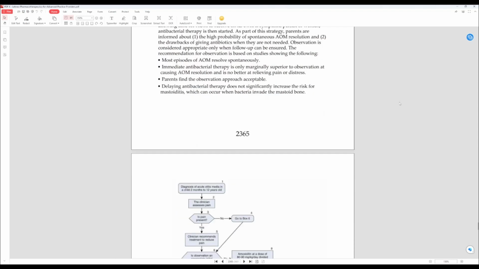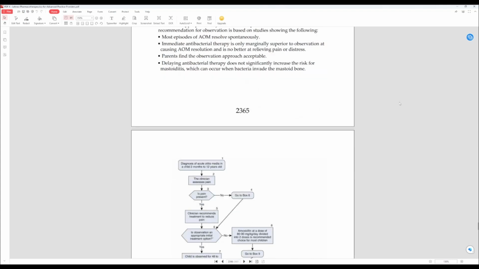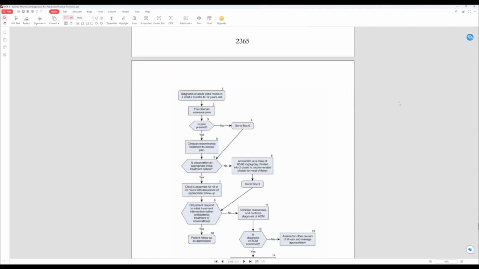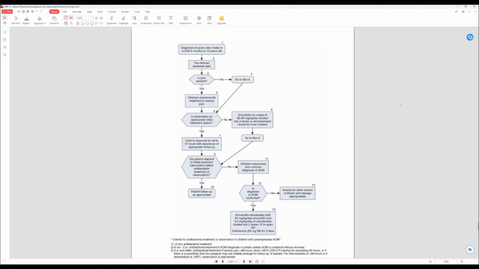And lastly, delaying antibacterial therapy does not significantly increase the risk for mastoiditis, which can occur when bacteria invade the mastoid bone. So here are the criteria for antibacterial treatment or observation in children with uncomplicated AOM. It's an outstanding spot to hit pause so you can take a look and see whether or not a patient needs antibiotics or not.